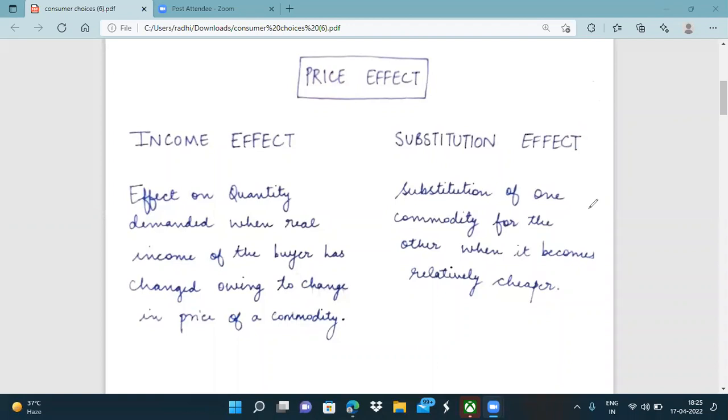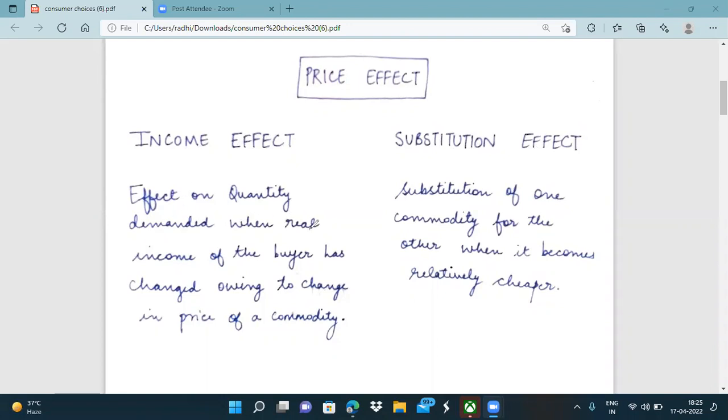Now, we are going to discuss in detail the price effect. Well, price effect is of two types. Number one, income effect, and number two, substitution effect. What does income effect state and what does substitution effect, that we are going to cover now. Beginning with the income effect.